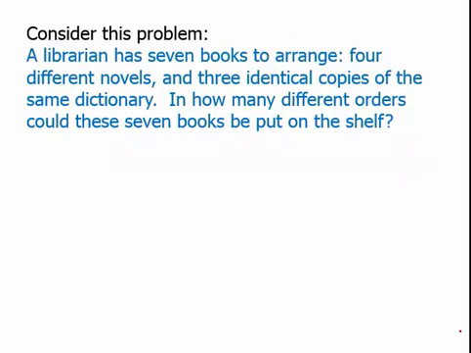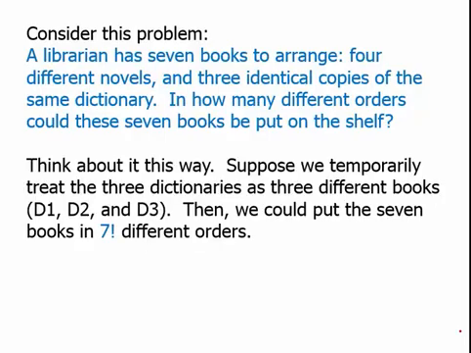Pause the video, think about this, and then we'll talk about it. Okay, a librarian has 7 books to arrange, 4 different novels, and 3 identical copies of the same dictionary. How many different orders could these 7 books be put on the shelf?